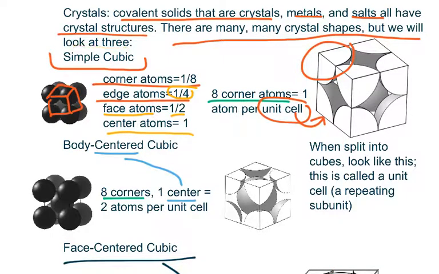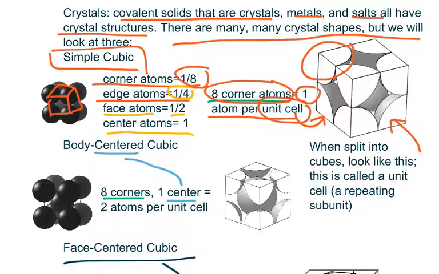So for simple cubic, we have 8 corner atoms, and 8 corner atoms times 1/8 atom each is going to be 1 atom total per unit cell. So this unit cell will have 8 corner atoms, but the total number of atoms in the cell will be 1, since essentially you can think of it as 8 cubes sharing that 1 atom over here, and this cube has 1/8 of the piece.